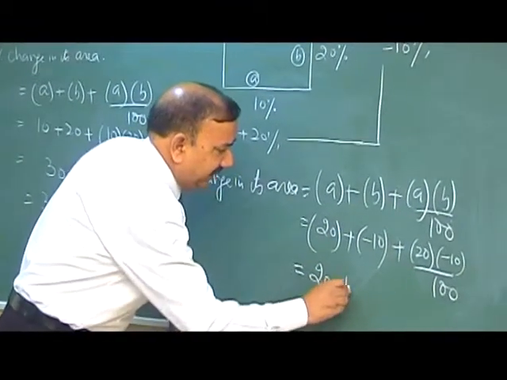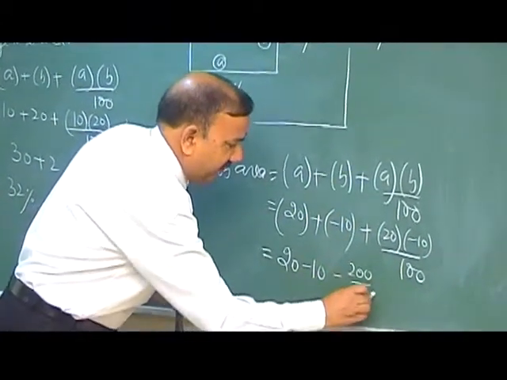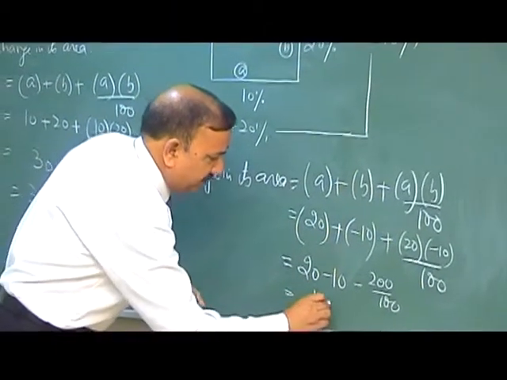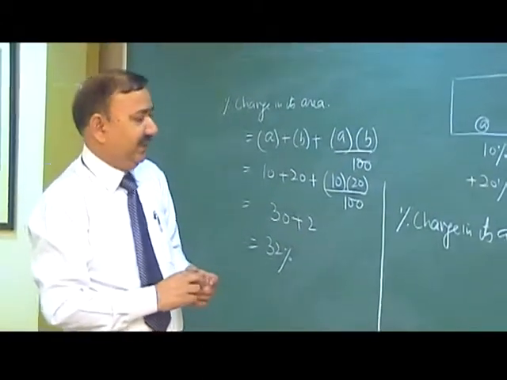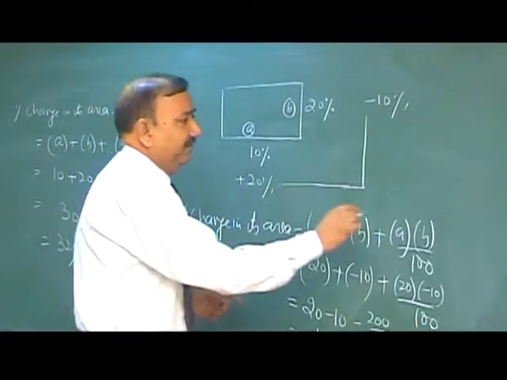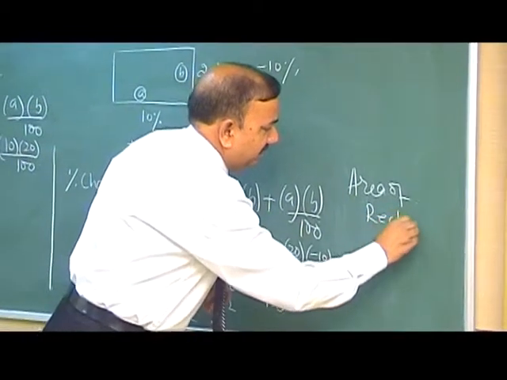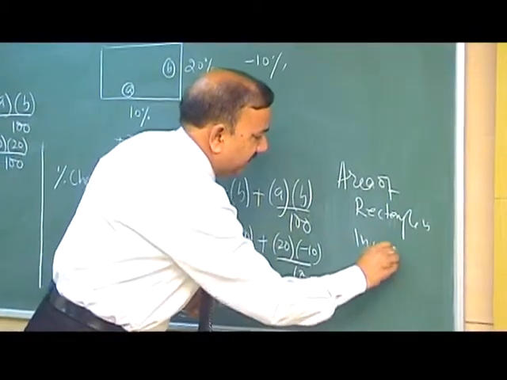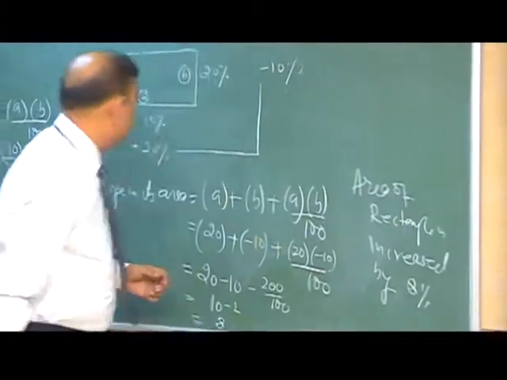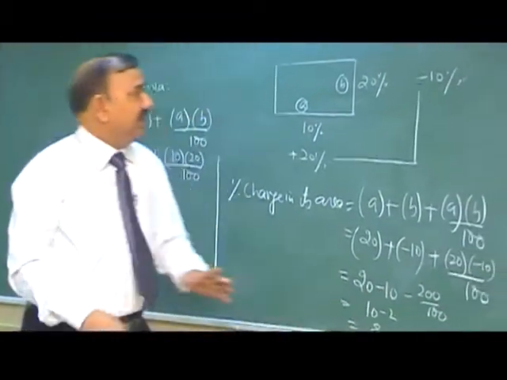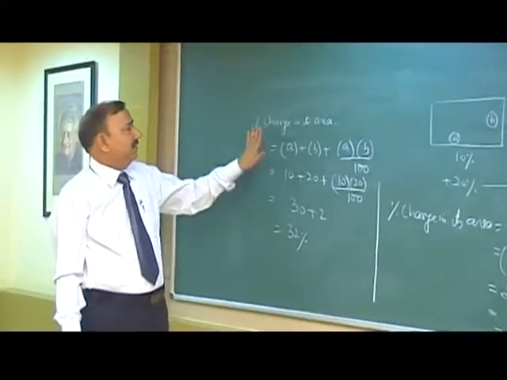This is 20 minus 10. This is minus and plus, it becomes minus here. This is 200 divided by 100. So we check: this is 10 minus 2. We have the positive answer 8. When this is a positive answer 8, that means the area of the rectangle is increased by 8%. And if we get a negative answer, that means the area is reduced. So this is the very easy way to get the answer to such questions.